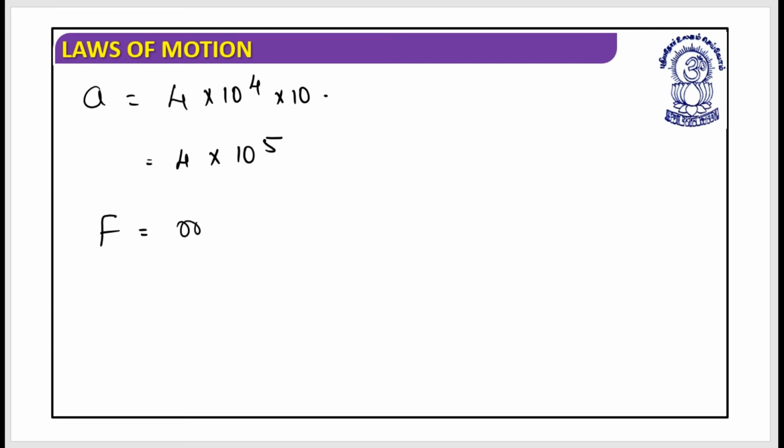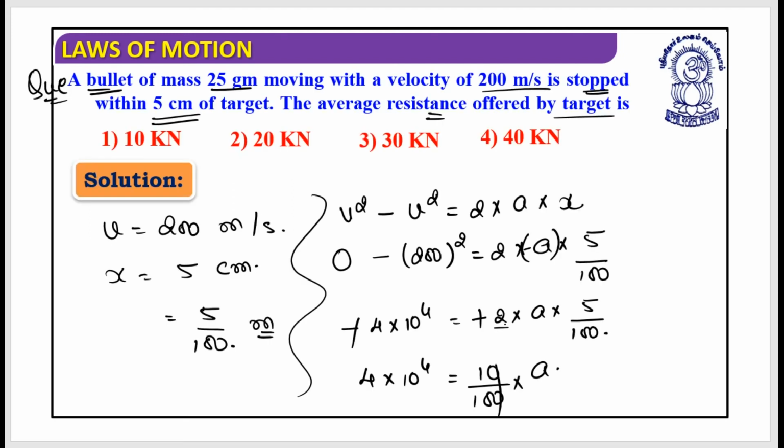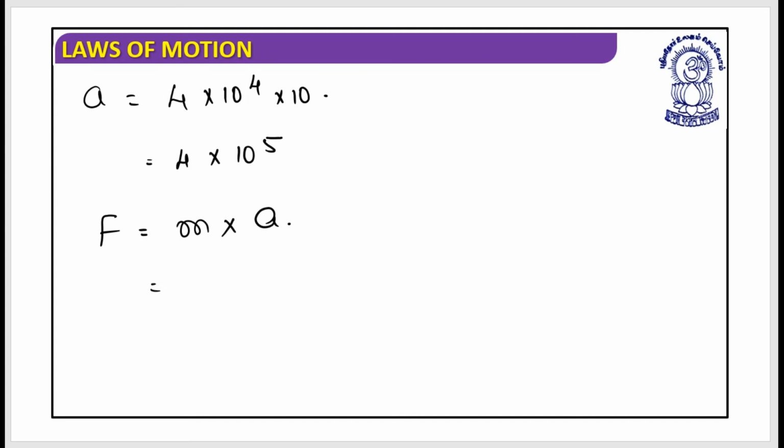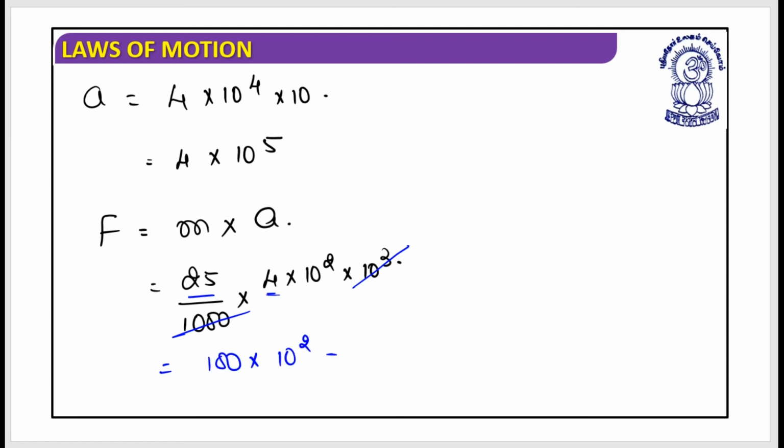The force can be calculated as F is equal to ma. The mass is 25 gram, so this is equal to 25 divided by 1000 multiplied by 4 into 10 square into 10 to the power 3. This has gone, this has gone, so this is 25 4s are 100 multiplied by 10 to the power 2, so that could be written as 10 into 10 to the power 3, which is 10 kilonewton.